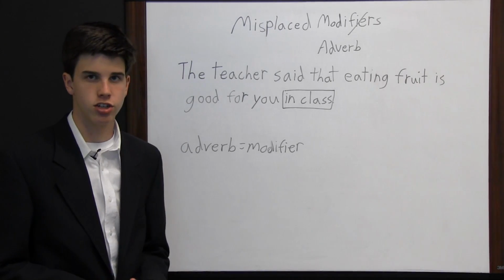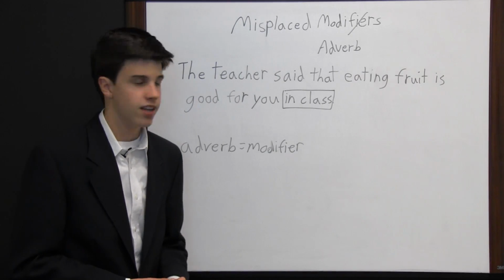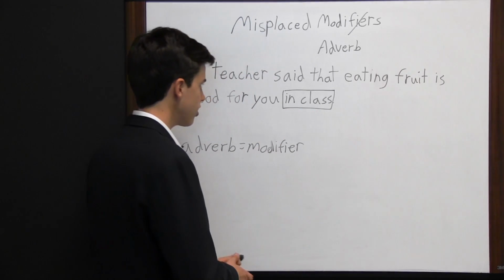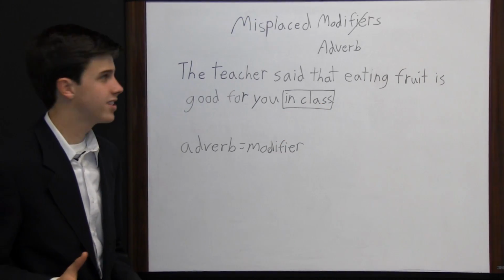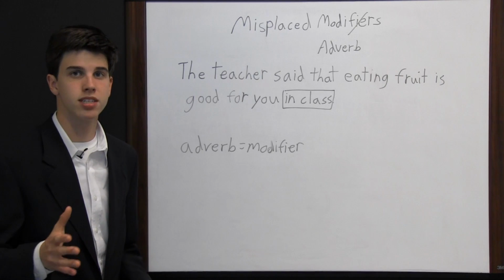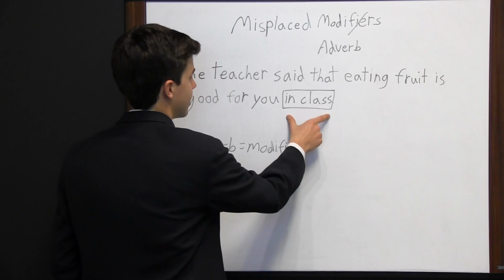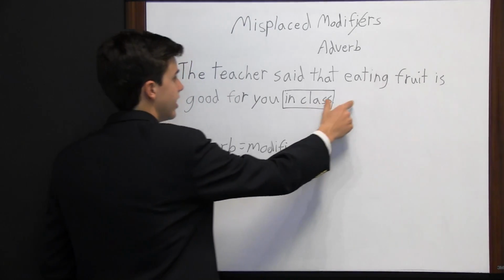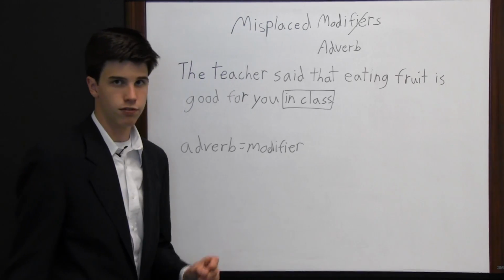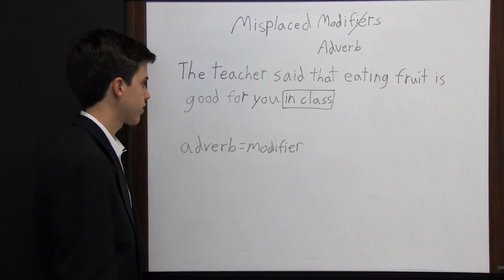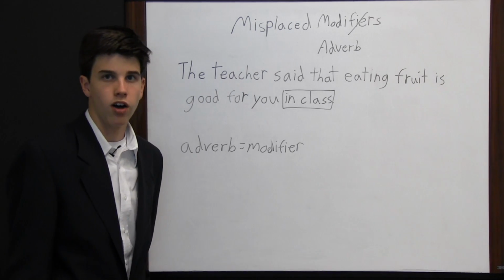In this case, the question is, where? The teacher said that eating fruit is good for you. Where did the teacher say that? They said, in class. So in class answers the question where. So it's an adverbial phrase. Now, the reason this is a misplaced adverbial phrase is because it appears to the reader that this phrase is modifying eating fruit is good for you. So it appears to the reader that the teacher is saying that to eat fruit in class is good. So it looks like the teacher is in favor of the students eating fruit while in the classroom.